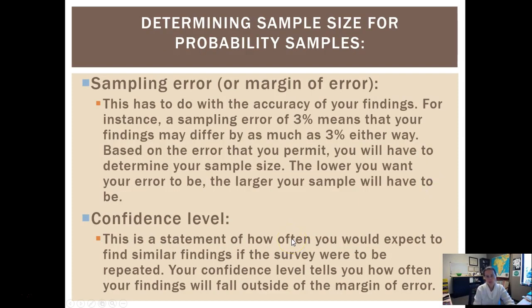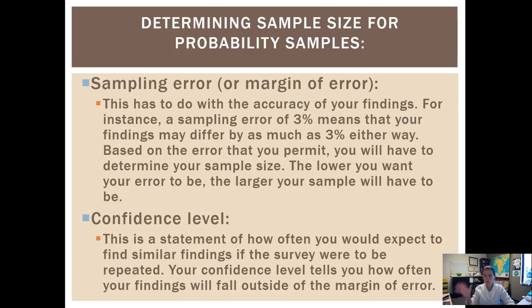When you are using probability sampling, there are 2 statistics that play a role in determining what sample size you should use. And those statistics are sampling error or margin of error. Both terms are correct. Sampling error and confidence level are the 2 statistics we look at when we try to figure out what sample size to use.